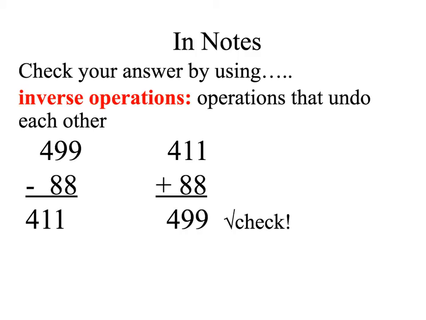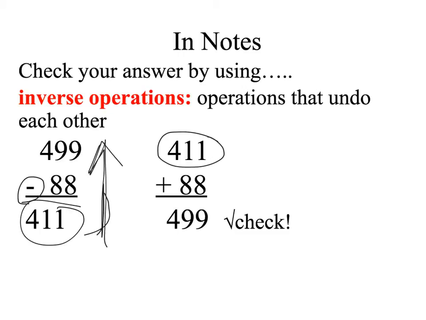So our answer to the problem was 411. Now we're going to use inverse operations, so the operation that undoes subtraction is addition. So I'm going to take 411, which was our answer, and you're literally going to work backwards. You're going to move from the bottom to the top. So we're going to take 411, we're going to add 88, which I got from here, and I'm going to get 499. Does that answer match 499 that we started with? It does, so your answer is correct.